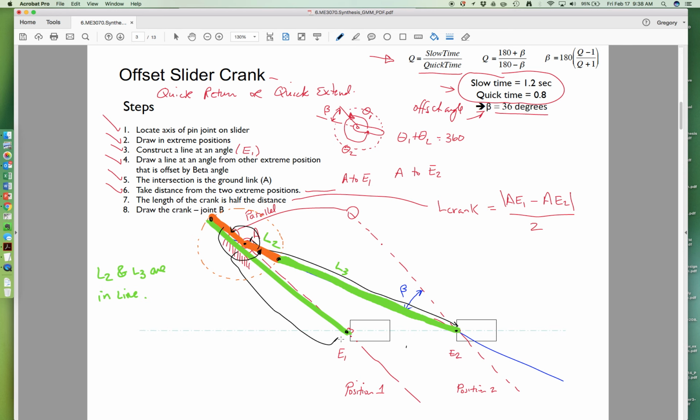So this is the notional diagram for this. I'll give you a scaled example of this in another video.